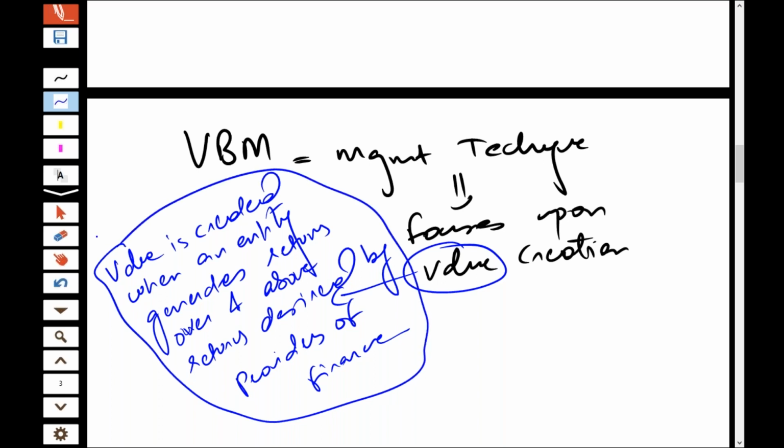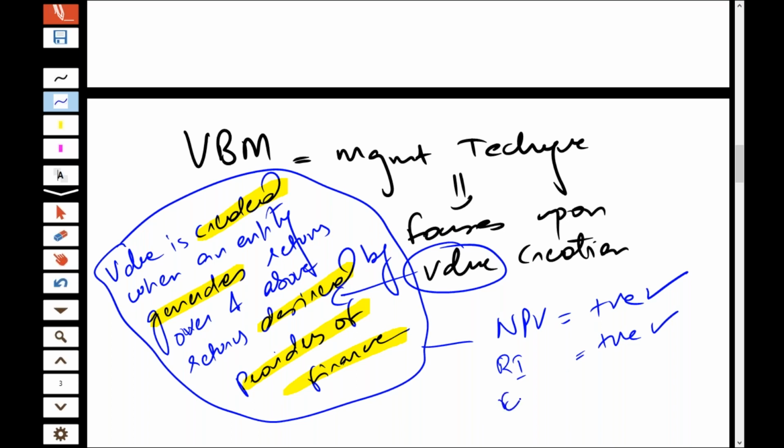So value-based management is a technique that focuses upon value creation. And what exactly do you mean by value? Value is created when an entity generates returns over and above the returns desired by the providers of finance. Now, what exactly do you mean by this? This means that if the entity is generating a positive NPV, that means it is creating value. When it is generating a positive residual income, it's generating value. When it is generating a positive EVA, it is creating value.